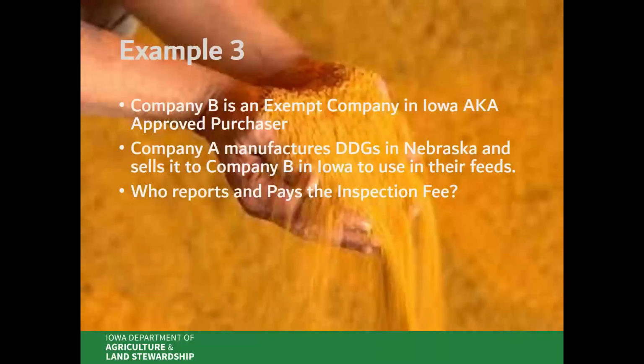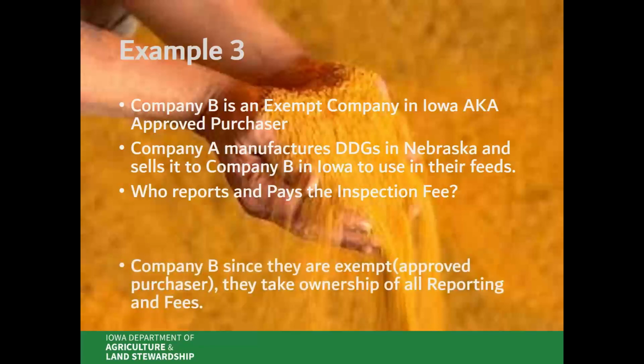All right, example 3 will sound a little similar, but company B in this case is an exempt or approved purchaser in Iowa. So again, company A manufactures DDGs in Nebraska and sells it to company B in Iowa to use in their feeds. Who in this case would report the inspection fee? Company B, since they are the exempt or approved purchaser, they take ownership of all reporting of the fees.